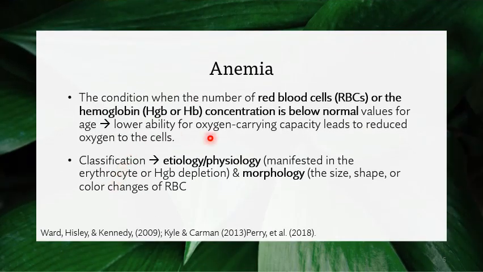Anemia, as I mentioned before, is when the number of red blood cells or RBC, or the hemoglobin or HGB or HB, is low or below normal values. It means that the capacity of the blood to carry oxygen is reduced. And the classification of anemia can be divided into two: according to etiology or physiology, which is manifested in the erythrocyte or the depletion of hemoglobin, and the morphology, which includes the size, shape, and color changes of the red blood cells themselves.